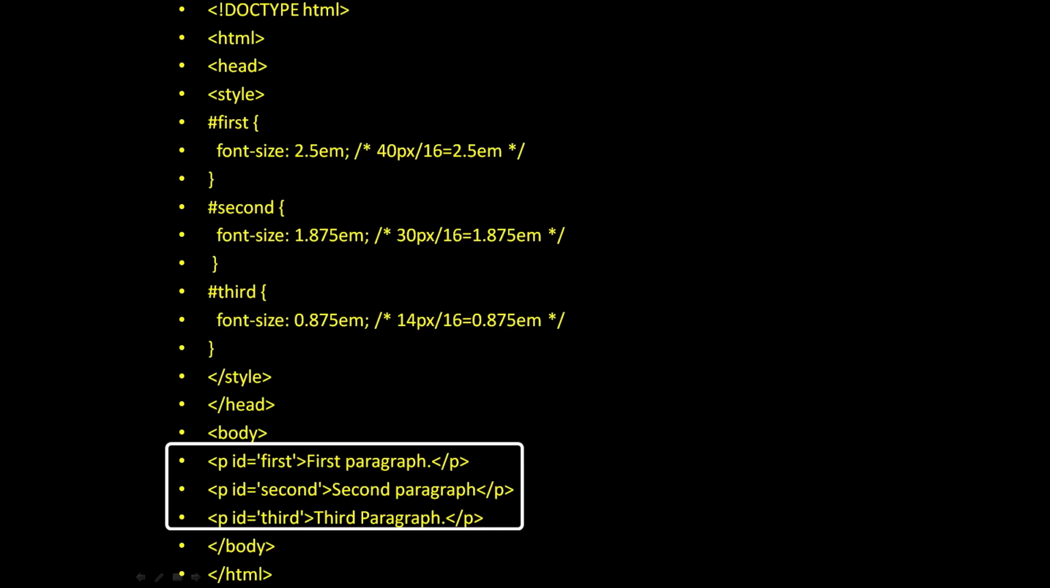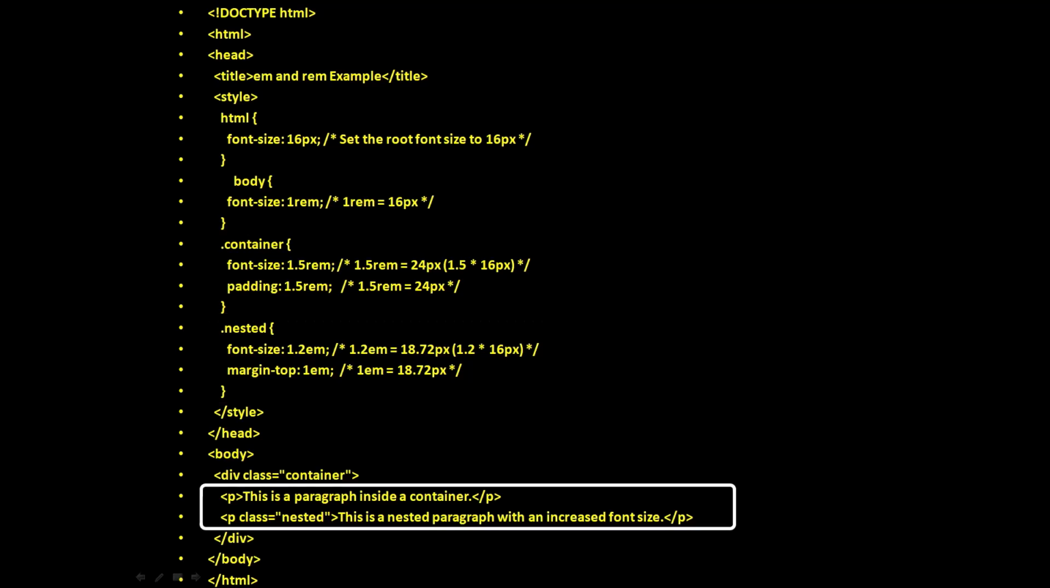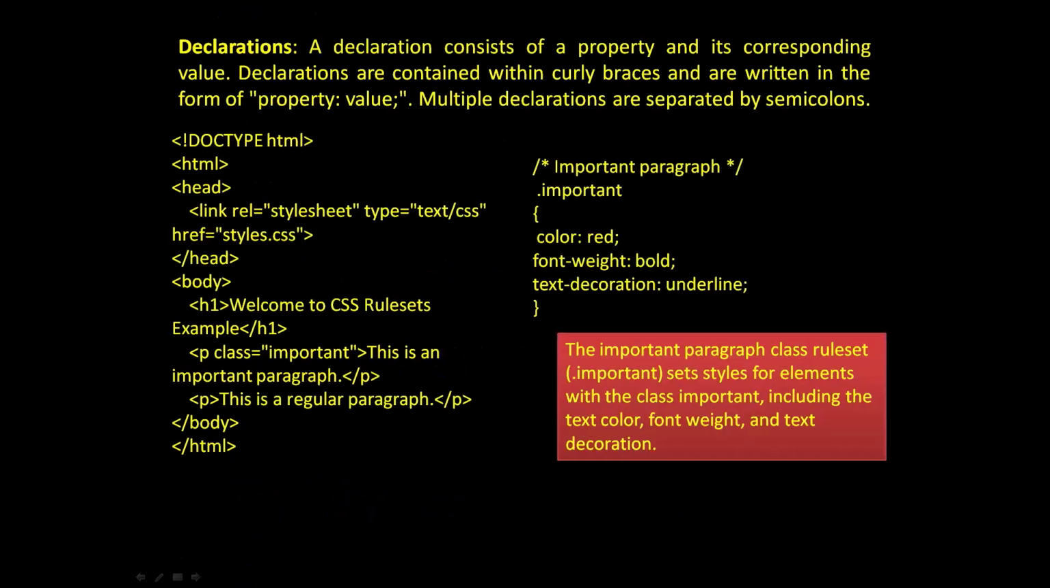The next one, here instead of using a hash, we are going to use a dot, which is a class. Dot specifies the class, and instead of giving the paragraph id, we are going to give the paragraph class followed by the class name. So it is going to increase the font size. Here basically we are going to use a declaration. So already we have seen what a declaration is.